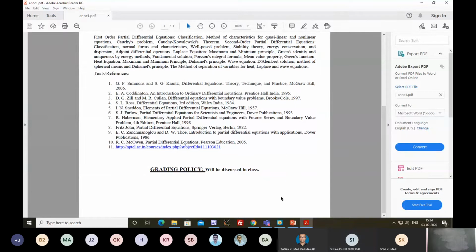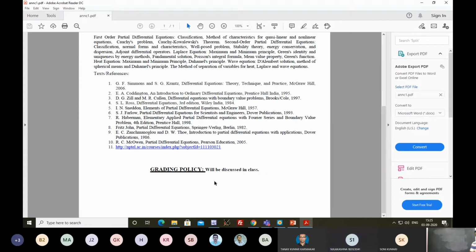Can you see the last line? Can you follow the cursor? The last line. Yes, sir. What is that? Grading policy will be discussed in class.